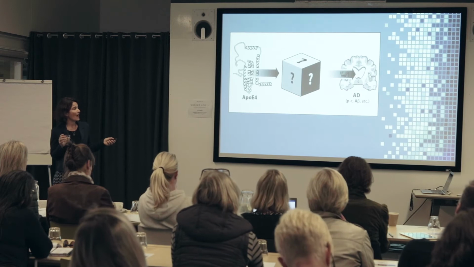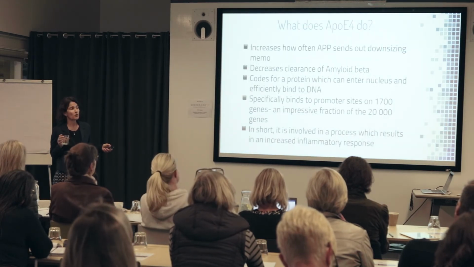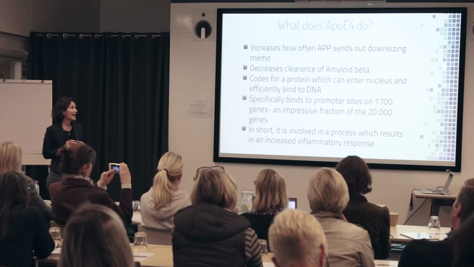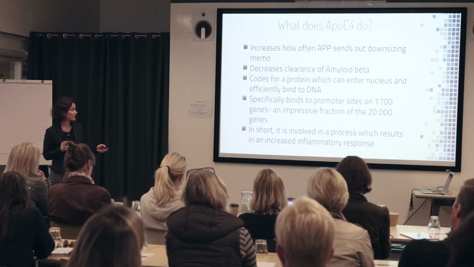So how does APOE4 impact our risk and the development of Alzheimer's disease? We need to look at what APOE4 is and what the gene does. It increases how often the amyloid precursor protein sends that downsizing message through to cut it into the 4 peptides and get that synaptoclastic process going. It also decreases the clearance of amyloid beta protein from the brain. And the other very interesting thing is that it codes for a protein which can enter the nucleus and efficiently bind to DNA in cells. It specifically binds to 1,700 genes out of 20,000 possible genes, and that's one of the reasons it creates such an incredible inflammatory reaction in the body.